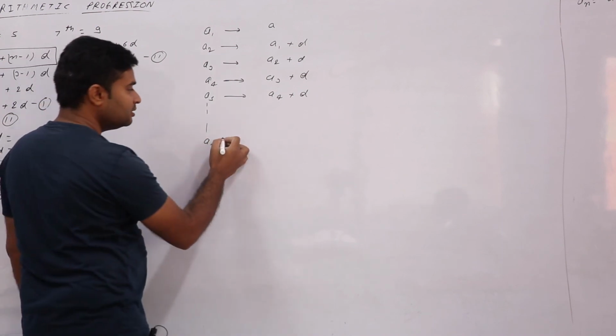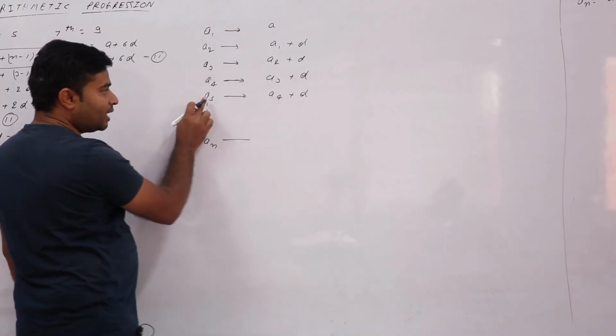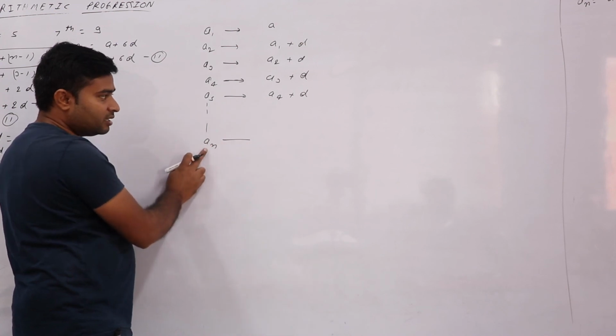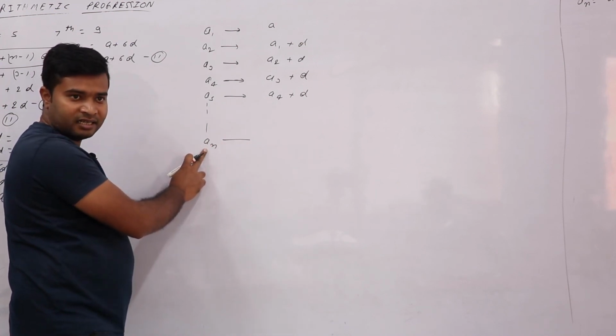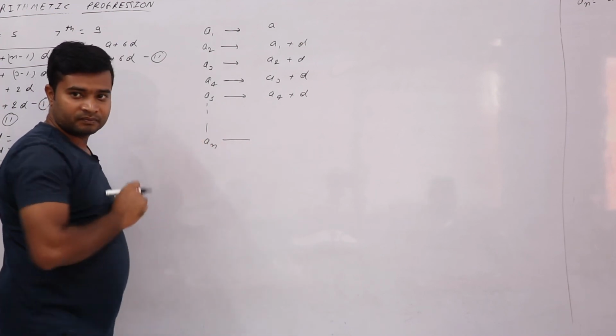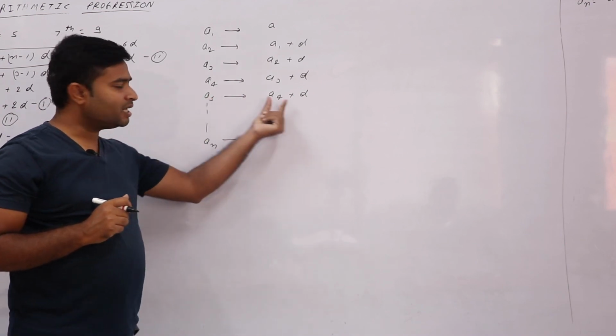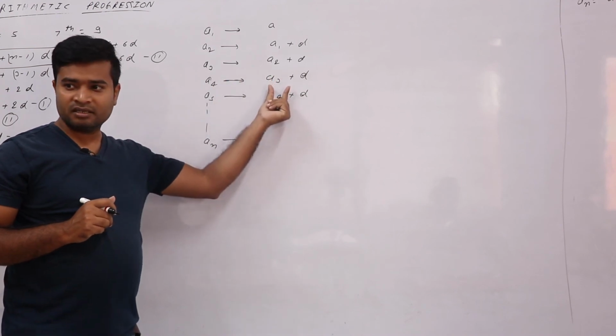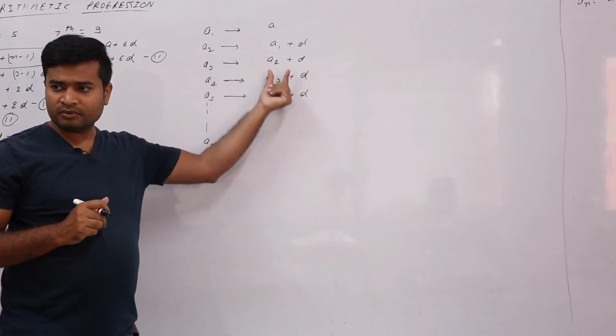Correct? See, whatever term is here, it becomes one less. Here n is there, so one less will happen. Here 5 was there, so 5 minus 1 is there. Here 4 is there, so 4 minus 1 is there. Here 2 is there, so 2 minus 1 is there.